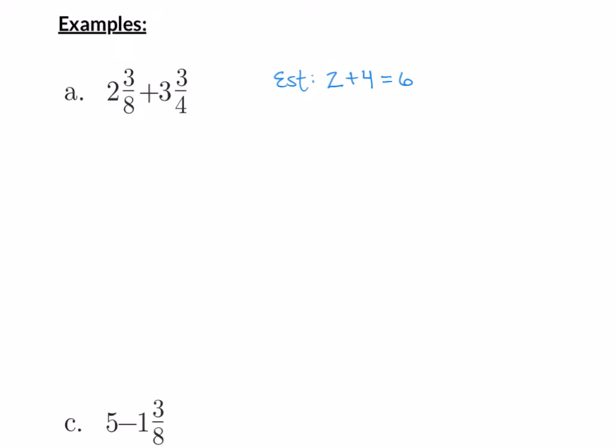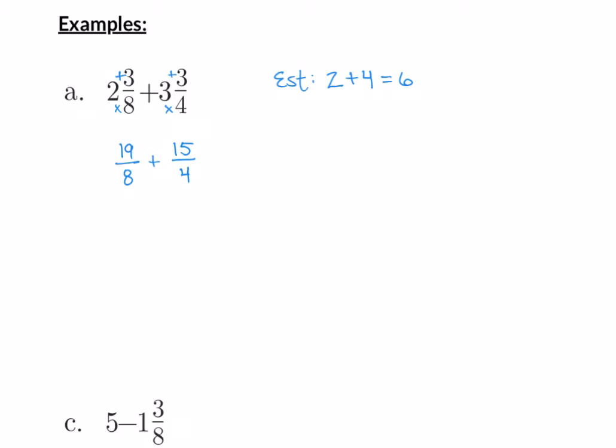Okay, so for our exact answer, let's go ahead and convert to improper. We get 8 times 2 is 16, plus 3 is 19 over 8. For our second number, we get 4 times 3 is 12, plus 3 is 15 over 4.